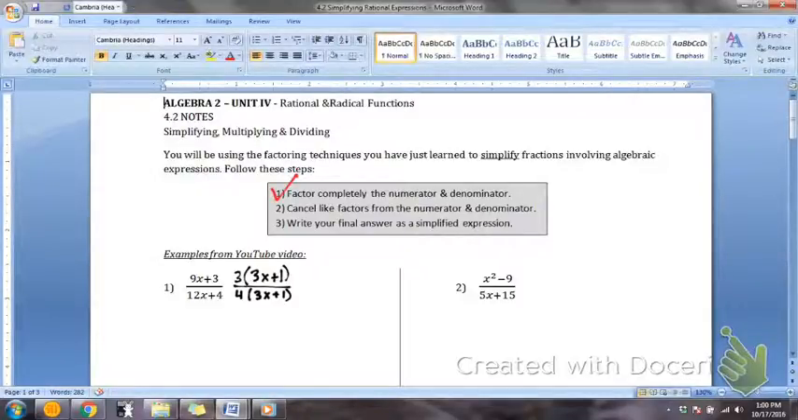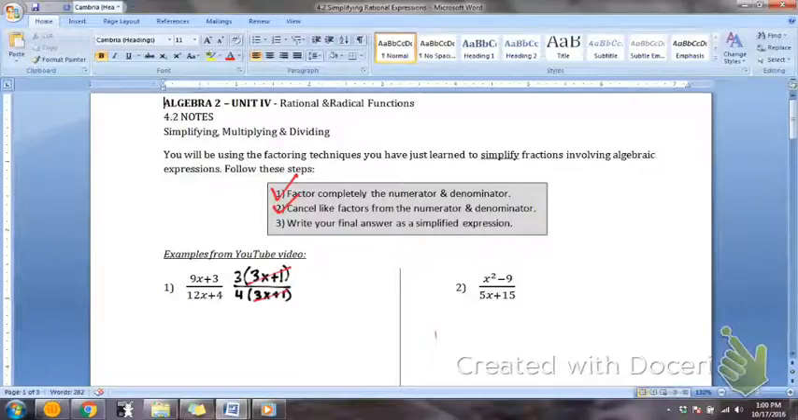Step 2 says to cancel like factors from the numerator and the denominator. Now, do you agree that the 3x plus 1 is exactly the same on the top and the bottom, right? It's not just a 3x and then a 3x plus 1, but they are completely and exactly the same. So if they are exactly the same, then I can cancel them. And now, we've done step number 2.